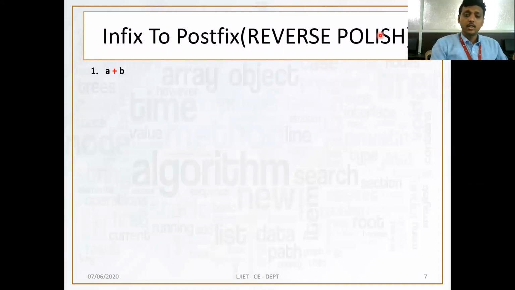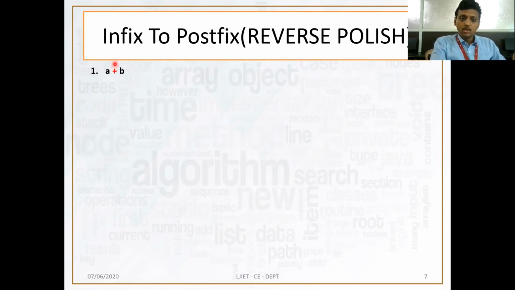Okay, students, the first example is A plus B. Is this an infix expression? Yes. How can we say that? Here A and B are both operands, and in between them there is a plus. Plus is an operator. So when we have an operator in between operands, that expression is known as an infix expression.